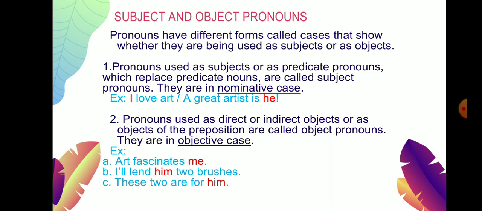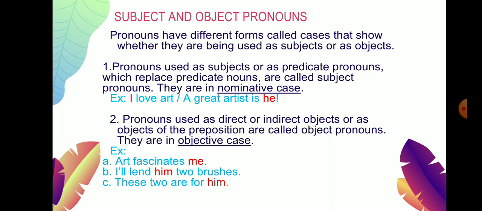Pronouns used as direct or indirect objects or as objects of the preposition are called object pronouns. They are in objective case. So object pronouns are going to be in objective case. And they can be used as direct or indirect objects or as objects of the preposition. Let's go through the examples.